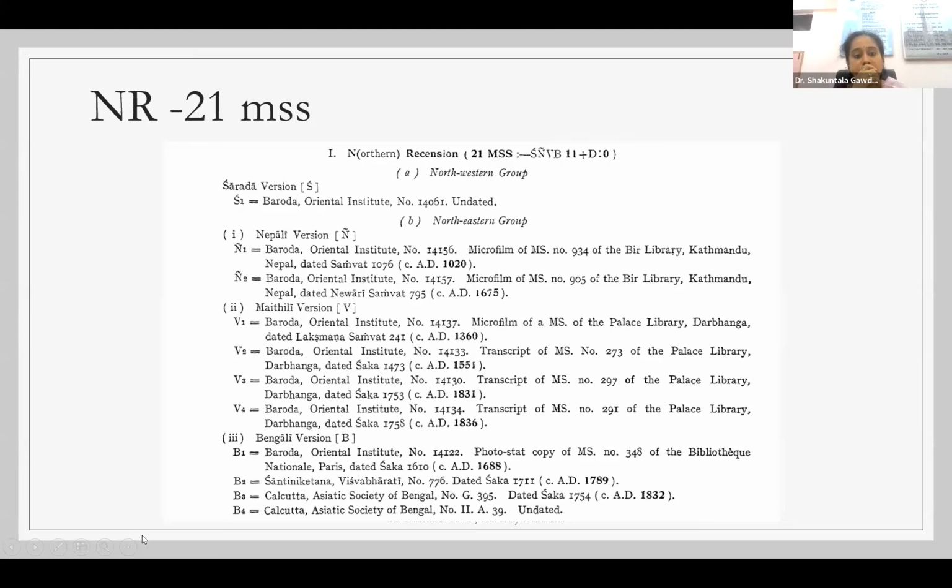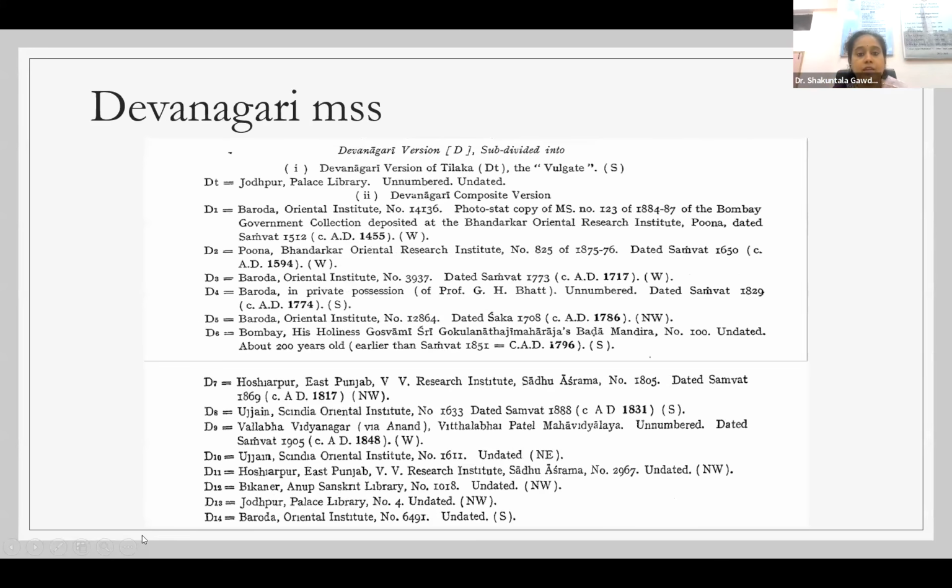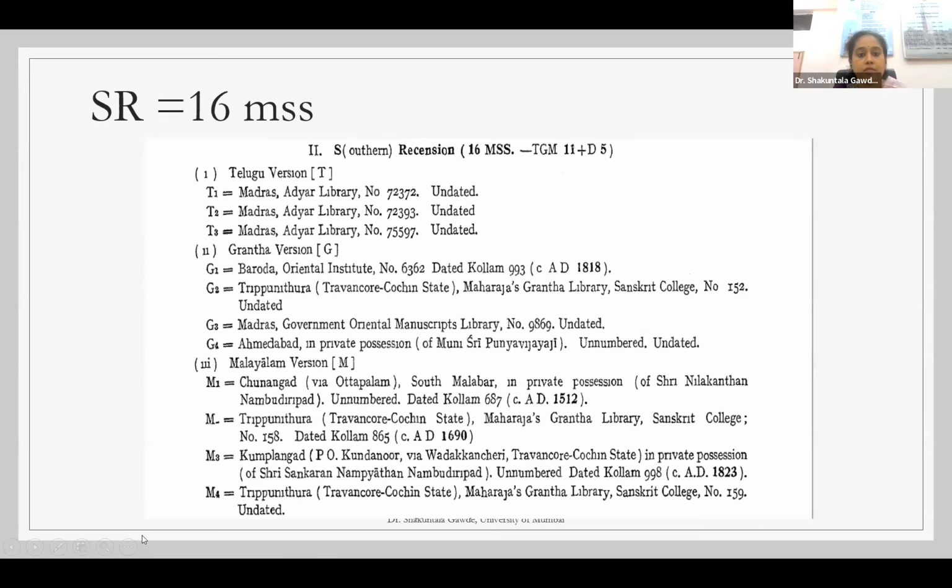See, the northwestern group, then the northeastern group. Then they have divided according to the script: Sharada version, Nepali version, Maithili version, Bengali version. Then there is a particular coding also, like S1, N1, N2. As per the script, they have done this. Then the Devanagari version is also there. Then in the southern recensions also, we can find the Telugu version, and the Malayalam version.